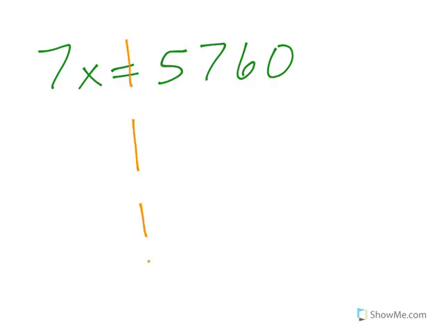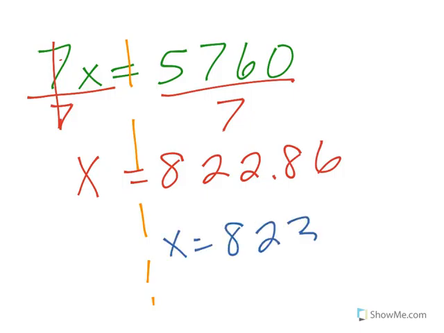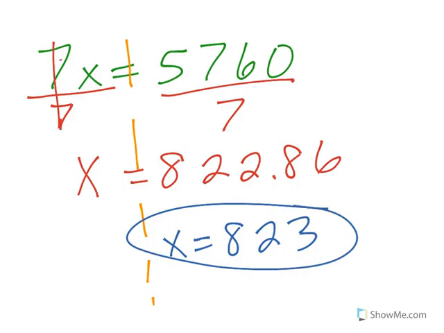And the equals sign breaks it up. To get x by itself, I will divide both sides by 7, because 7 over 7 is 1, and I get 1x equals 822.86. Well, you can't have 0.86 of a rat, so we round to the nearest rat, and we would estimate there are 823 rats living in the sewer based off of our proportion.